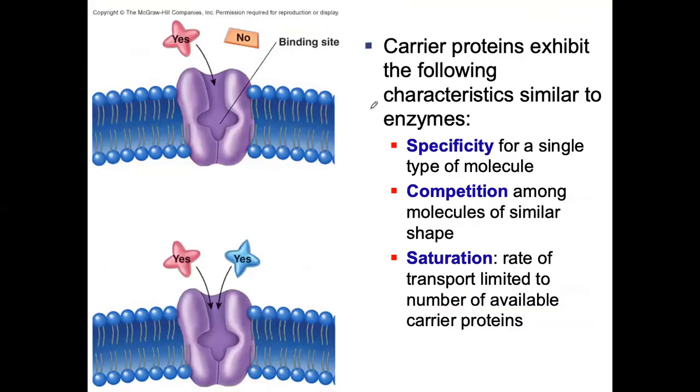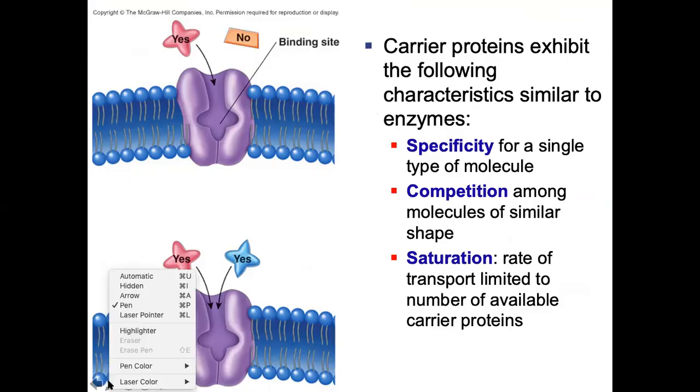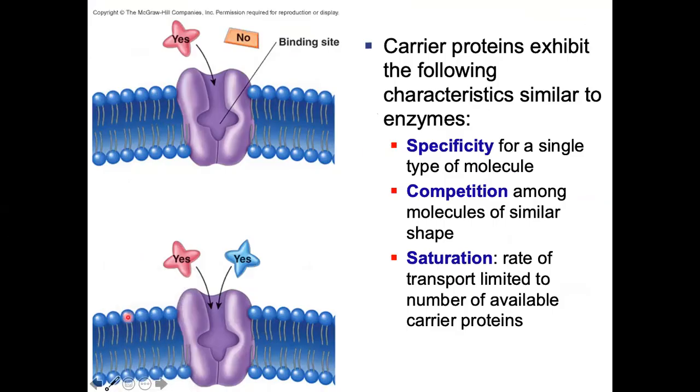Carrier proteins exhibit the following characteristics, similar to enzymes. They're only going to bind a certain molecule, right? The carrier protein is designed to bind one molecule. So if you look at the top one, that binds an amino acid, it's not going to bind fructose, right? But if you have similar amino acids, they're going to compete for that binding site, right?